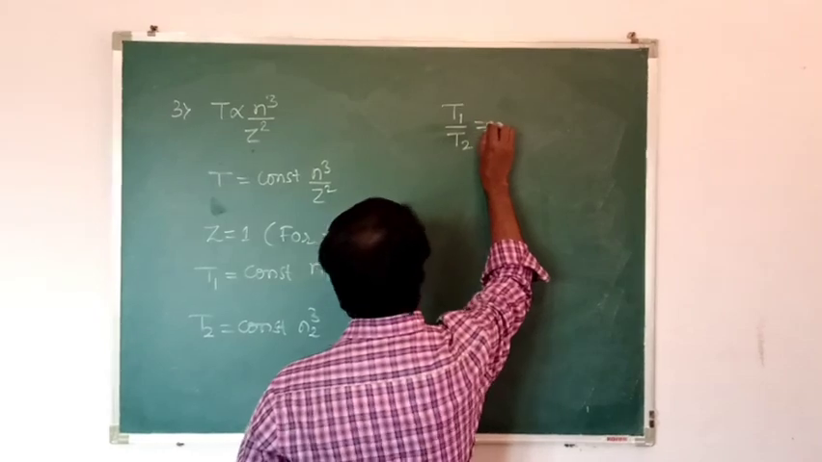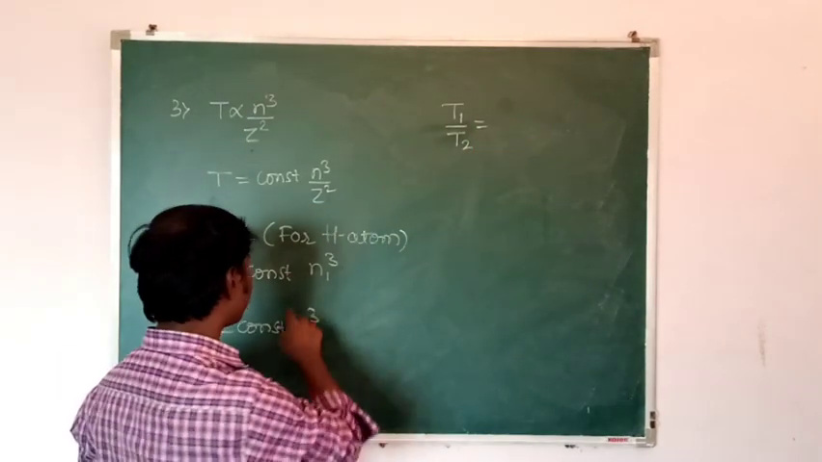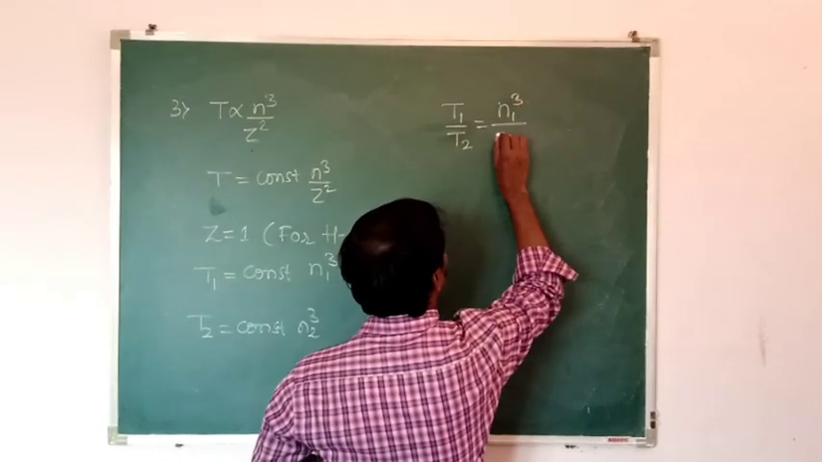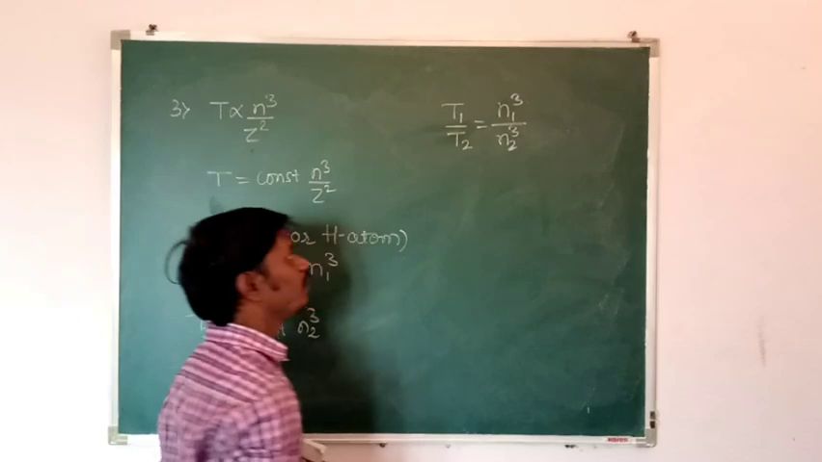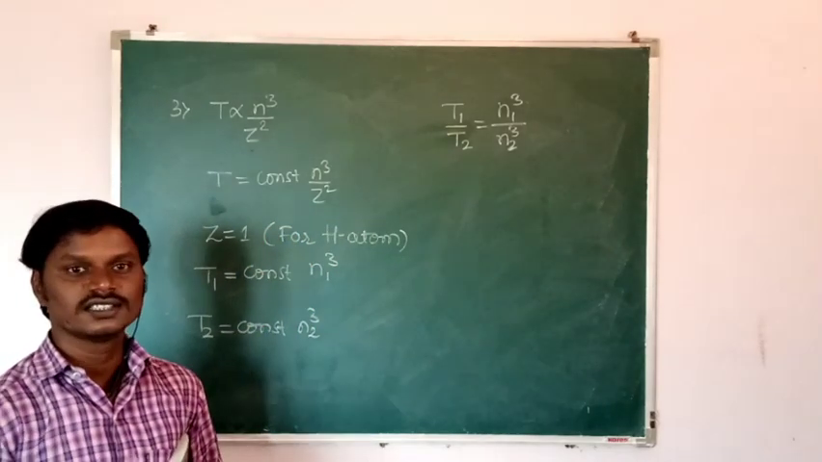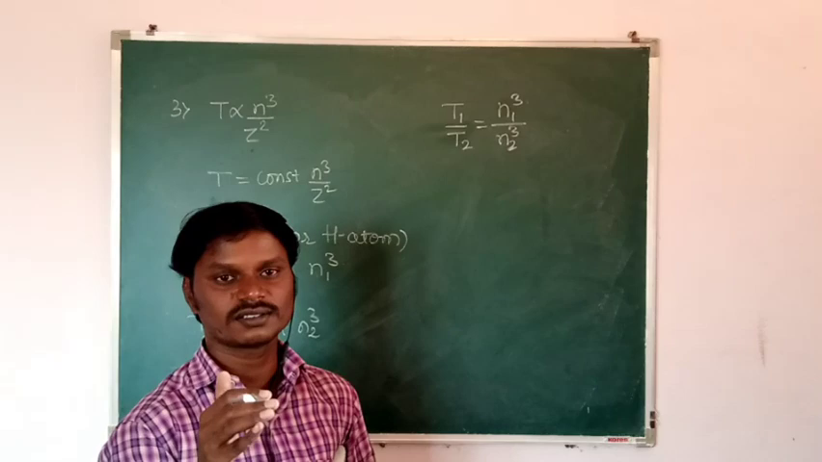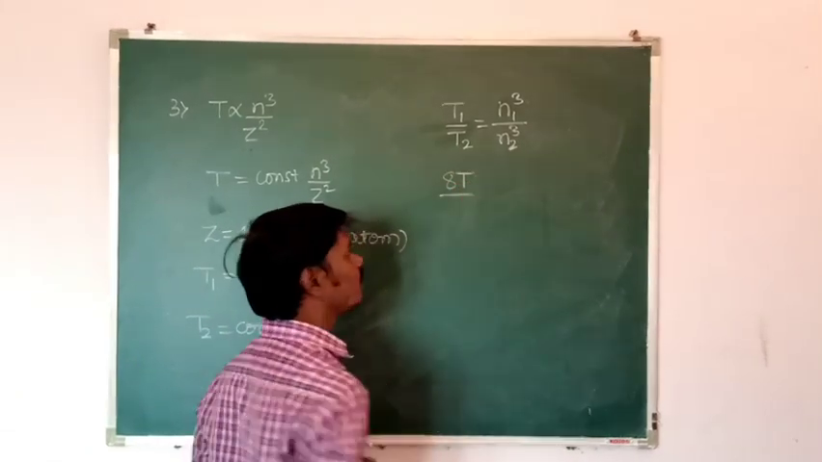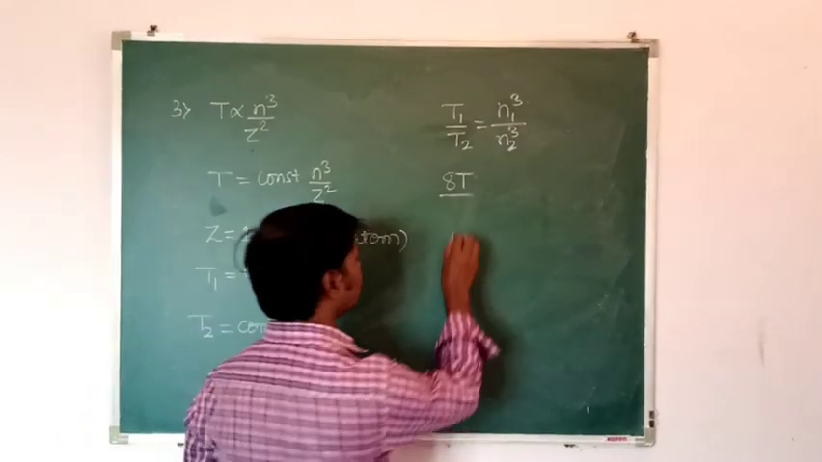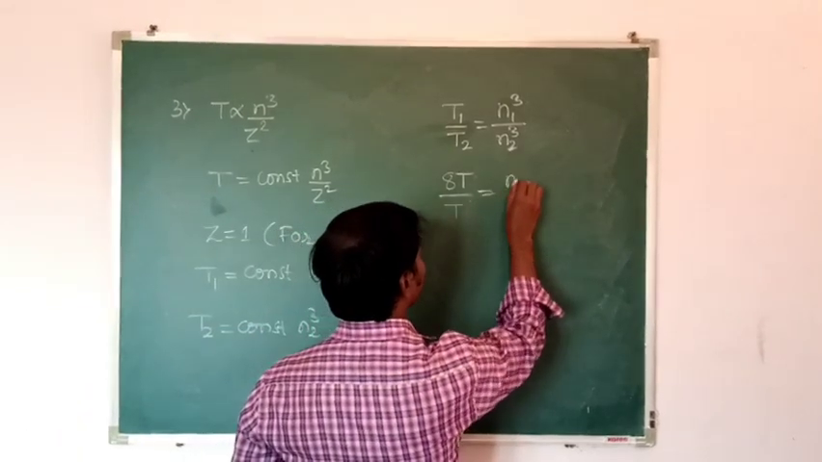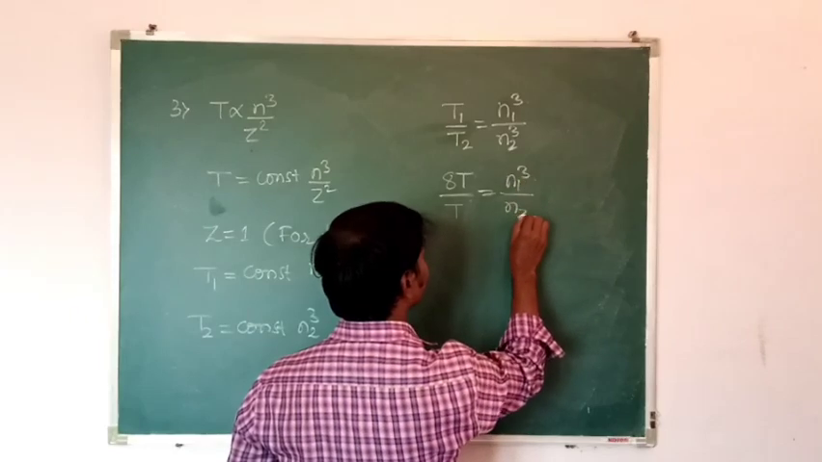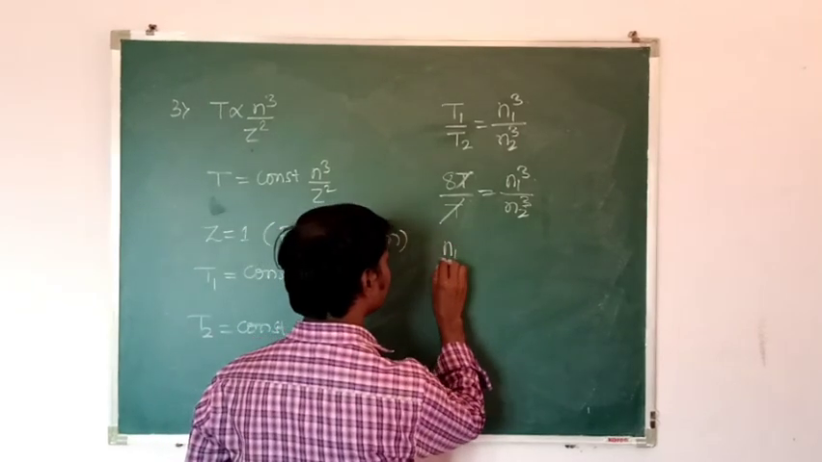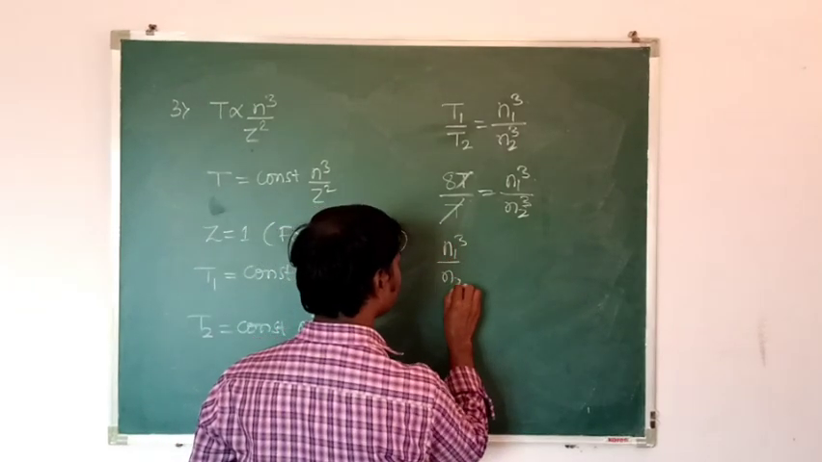T1 by T2 is equal to, so the constants get cancelled. Then n1 cube divided by n2 cube. Then what is the time period of the electron in the initial state? That is 8 times the time period of the electron in the final state. That is 8t. And what is the time period of the electron in the final state? That can be taken as t. That is equal to n1 cube divided by n2 cube. Then here t gets cancelled. Then n1 cube divided by n2 cube is equal to 8 by 1.